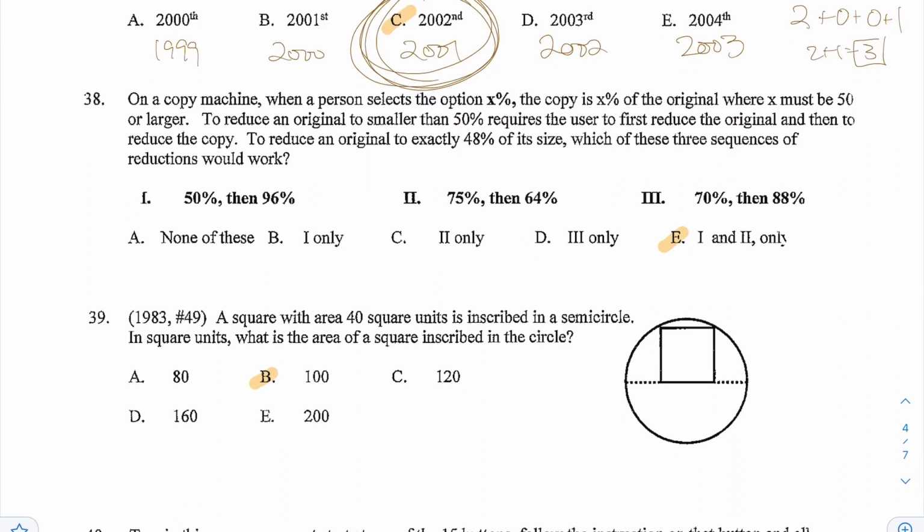All right, next for number 38. On a copy machine, when a person selects option X%, the copy is X% of the original, where X must be 50 or larger. To reduce an original to smaller than 50% requires the user to first reduce the original and then to reduce a copy. To reduce an original to exactly 48%, which of these 3 sequences would work?